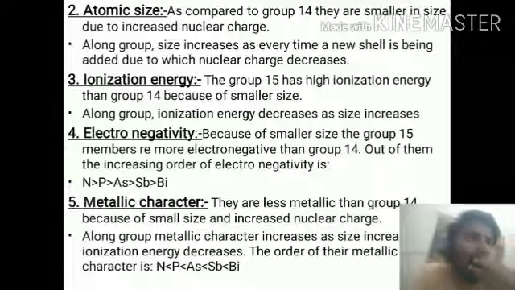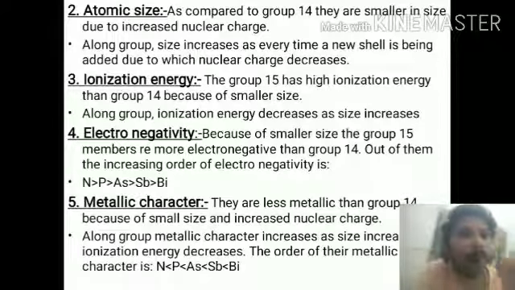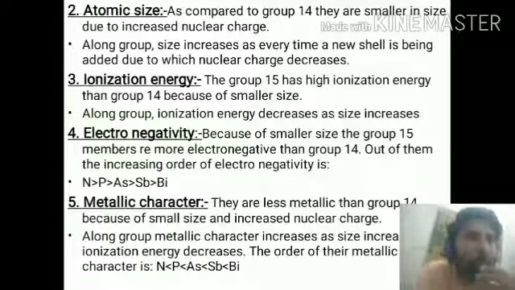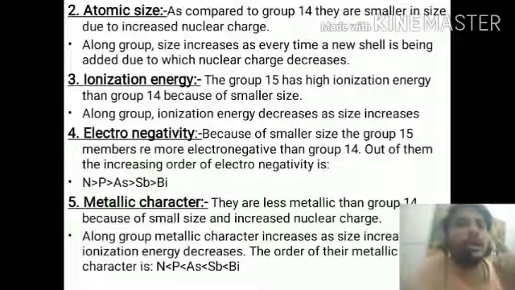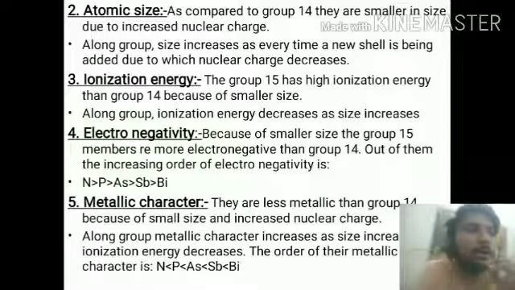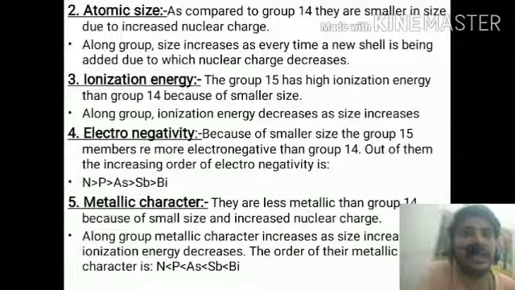Now ionization energy. First of all, we should know about it. What is the meaning of ionization energy? The minimum amount of energy required to remove an electron from the outermost shell, that is called ionization energy.